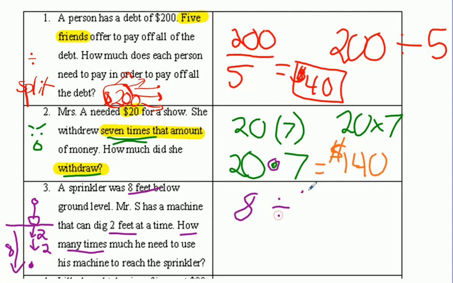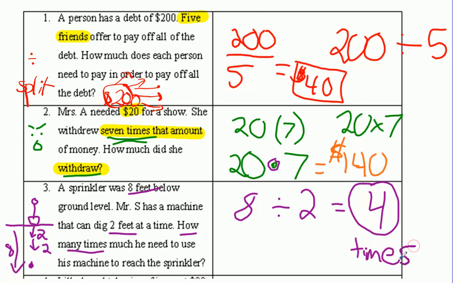divided by 2. I'm going to double check to see if my answer makes sense as a positive number. If not, I might have to put negatives in my problem. Let's see. How many times must he need to use his machine to reach the sprinkler? He needs to use his machine 4 times. Well, that makes sense. I don't use it negative 4 times. So I'm going to keep positive 4 as my answer to how many times he needs to use that device. All right, moving on.